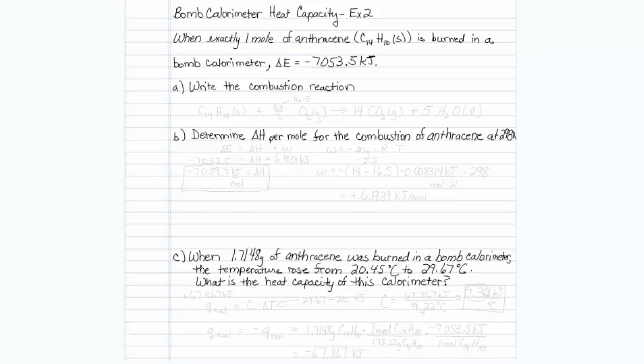Okay, this is another bomb calorimeter heat capacity, example number 2. When exactly 1 mole of anthracene, C14H10, is burned in a bomb calorimeter, the energy change is equal to minus 7,053.5 kilojoules. Our first job is to write the combustion reaction.